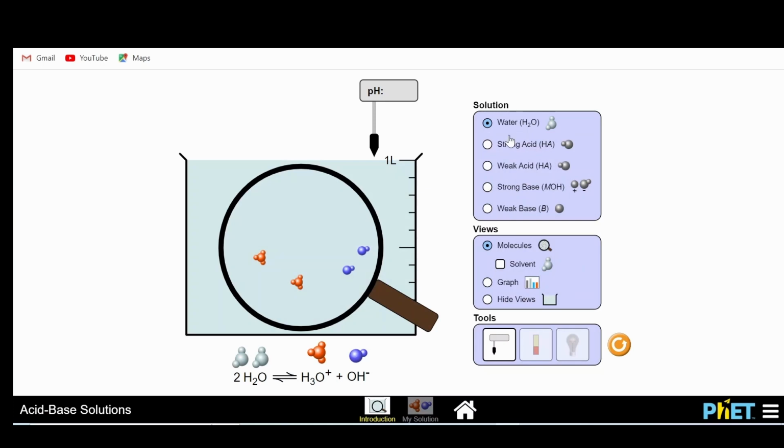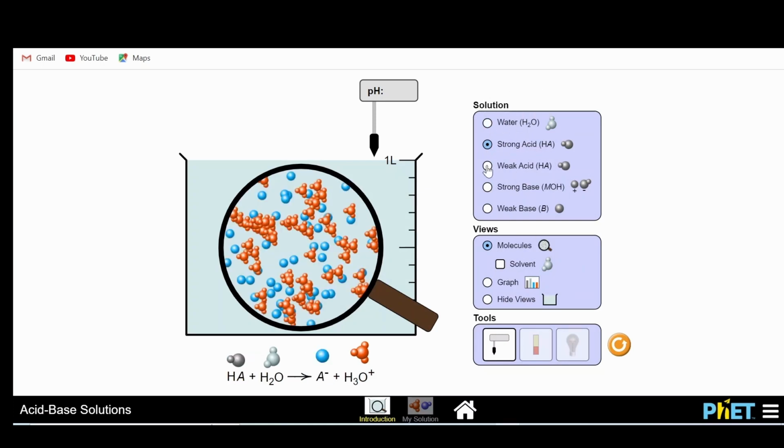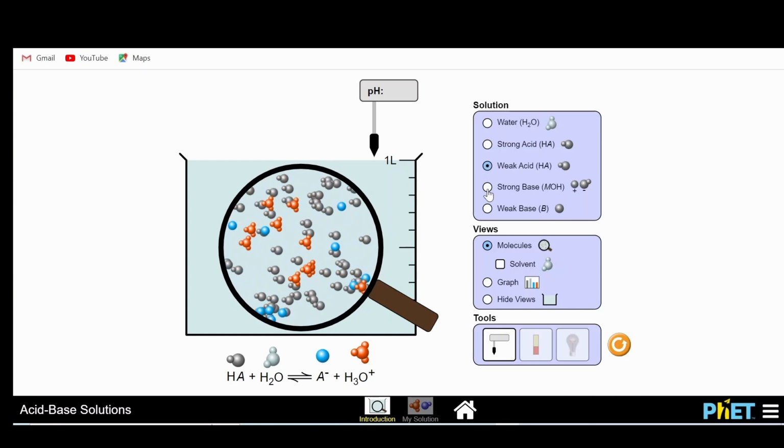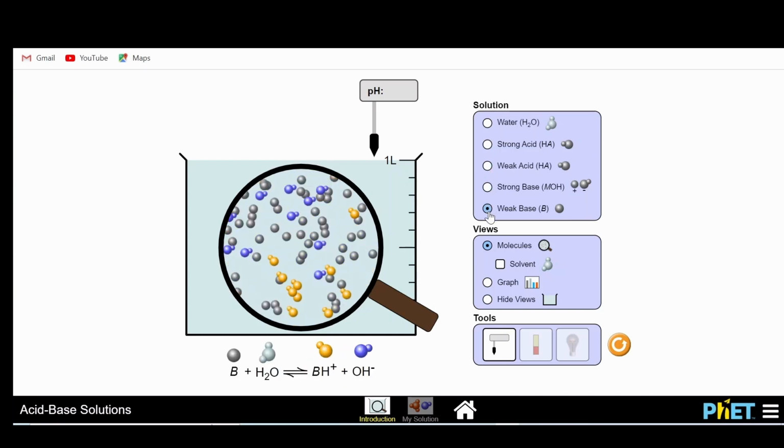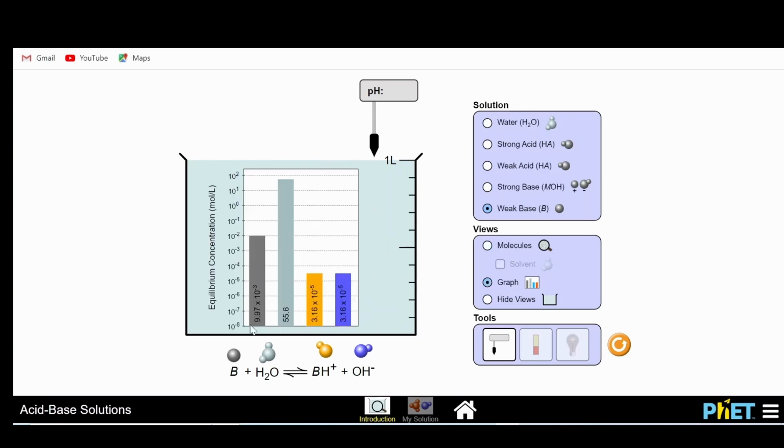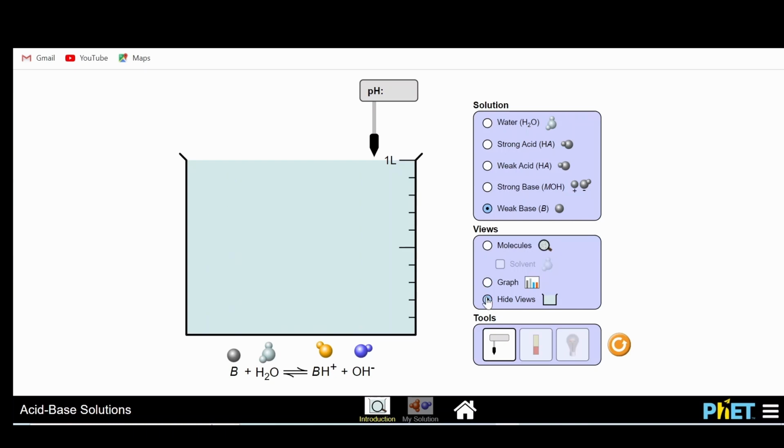On the right of the page here, we have our solutions. Clicking here will show a strong acid, a weak acid, a strong base, and a weak base. Next we have views. Leave it on molecules, and then you can check this box to show your solvents. I'll leave it unchecked. Then we can click here to show a bar graph representing the water molecules, the hydronium ions, and the hydroxyl ions. Then we can click here to hide the contents of our container.